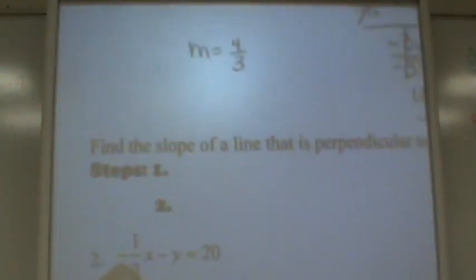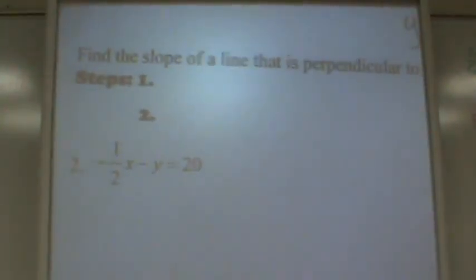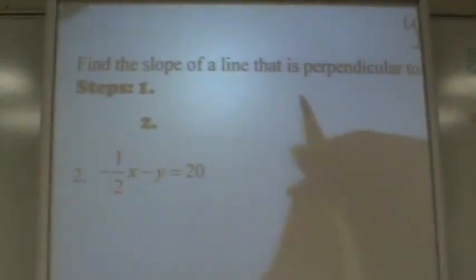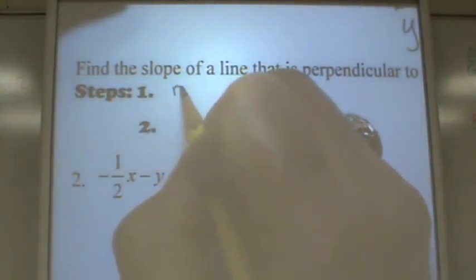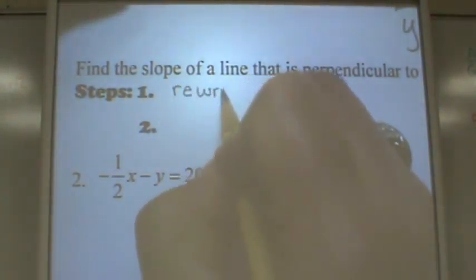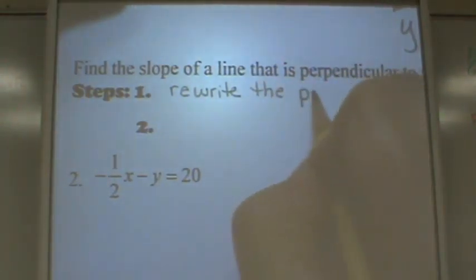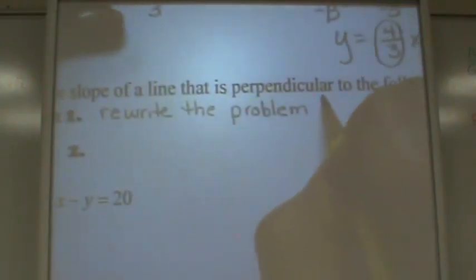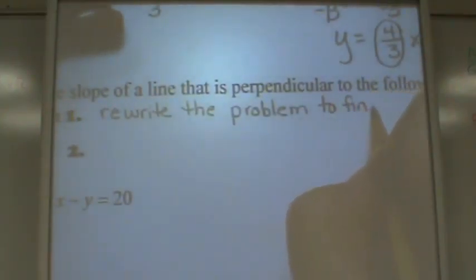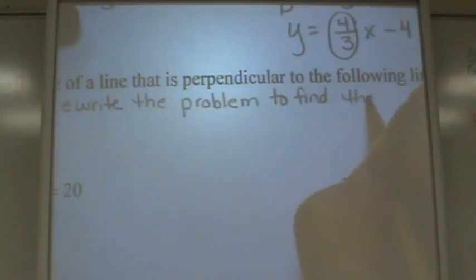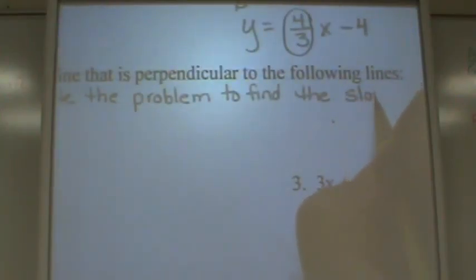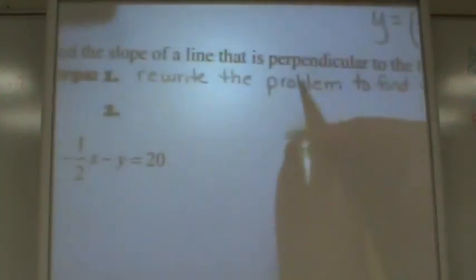So how do you find the slope of a line that's perpendicular to this line, these two lines right here? Step 1 is you have to rewrite the problem to solve, to find the slope. So let's do step one.